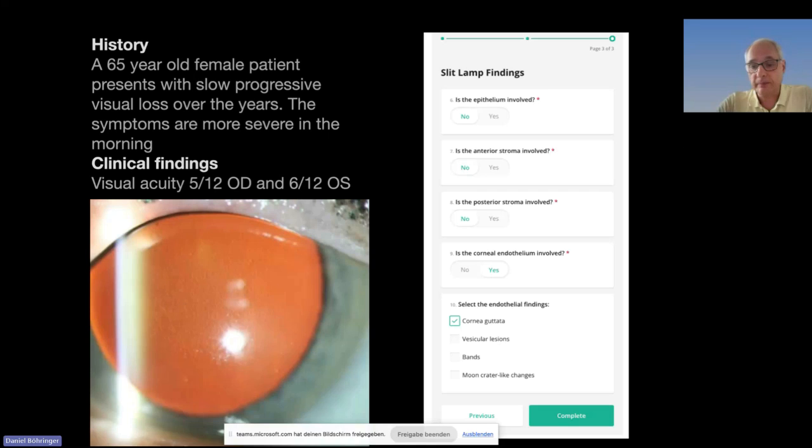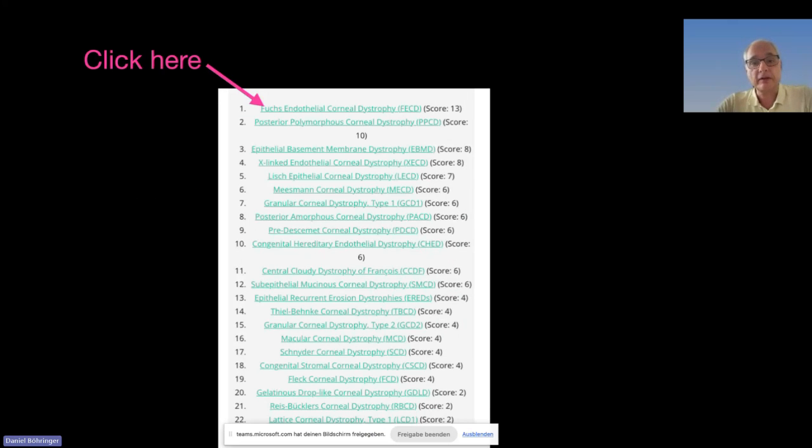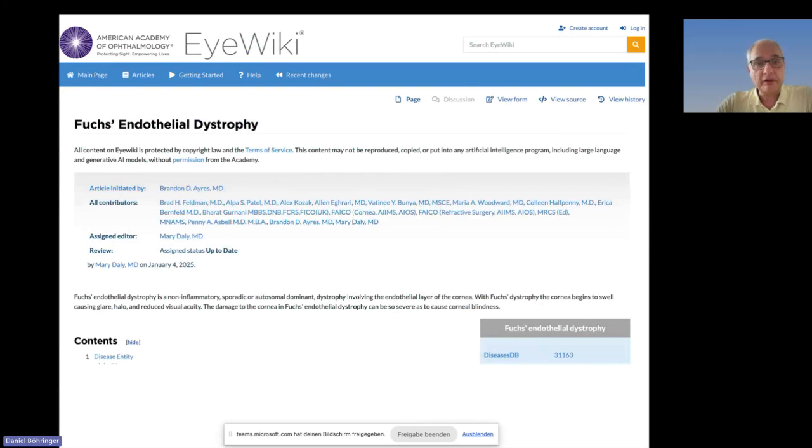And if we now click on complete, we get this list I promised you, and the first one is Fuchs endothelial dystrophy, and this makes perfect sense from the symptoms and the clinical finding. And if you click there, then you get redirected to the EyeWiki of the AAO, and there you can get deeper into this disease and make sure that's actually the right one.